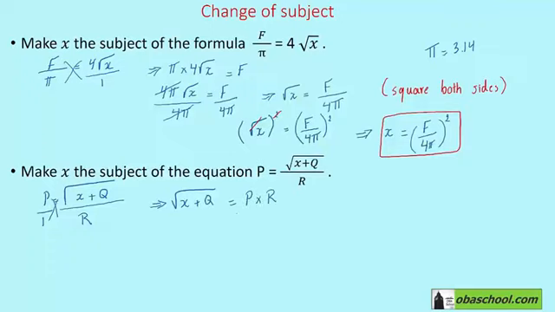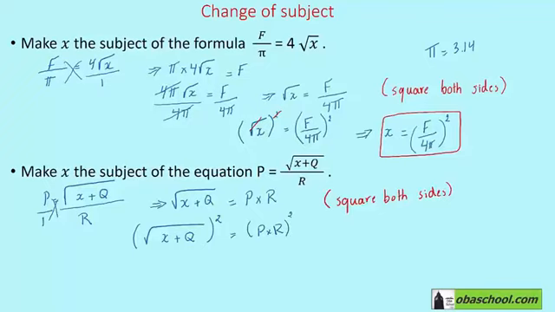And now, the first thing we're going to have to do is to square both sides, since we need to get rid of the square root that is on top of x plus q. And now, radical x plus q all squared equal to p times r all squared. So, what's going to happen on the left side of the equal is the cancellation of the square root, since we have an exponent 2. So it's going to be x plus q equal to p squared times r squared.